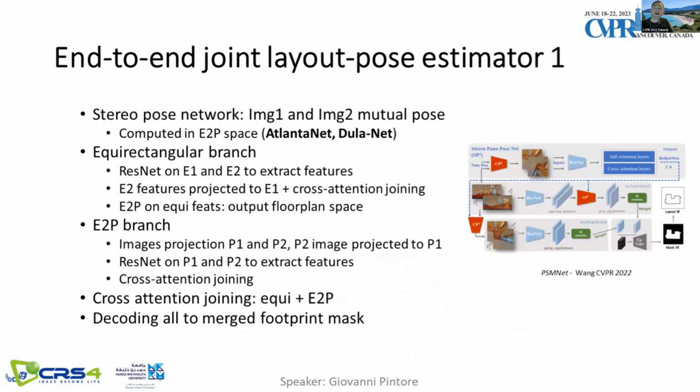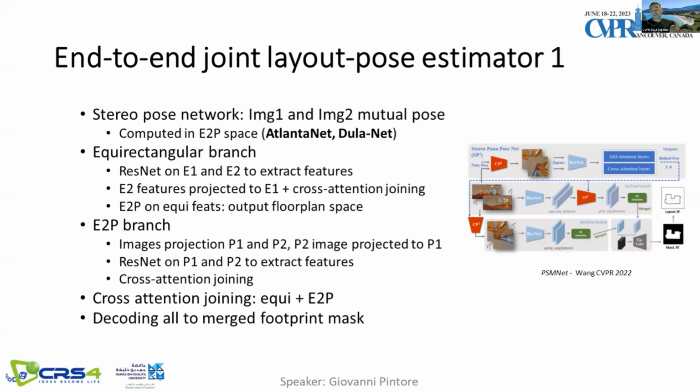Here we have a more detailed example. Such a pipeline combines many techniques which we have already seen from the single image layout. We have created a network in order to refine the pose estimation and work in the transformed space, as seen with AtlantaNet. Then, to predict the layout, two branches are exploited. The first one works in a rectangular domain following the same baseline of DulaNet.